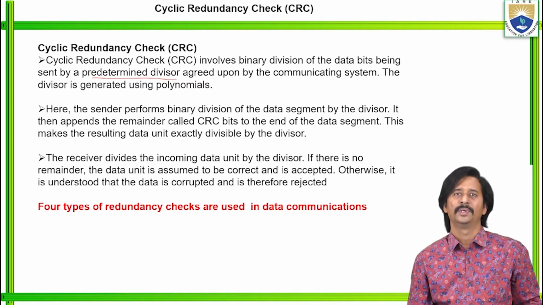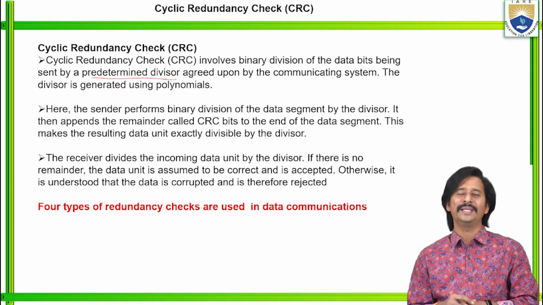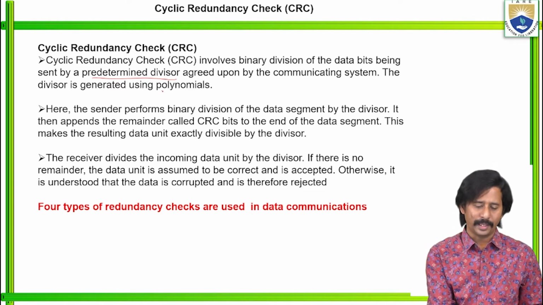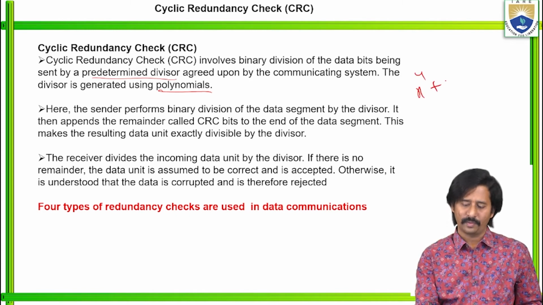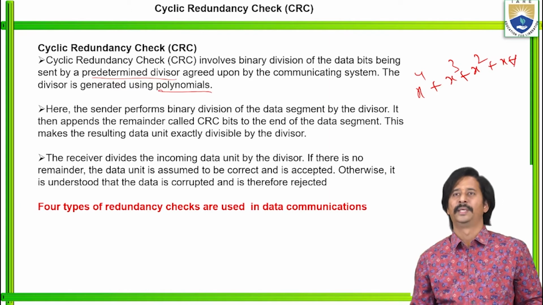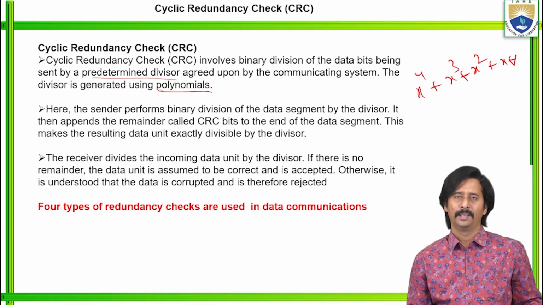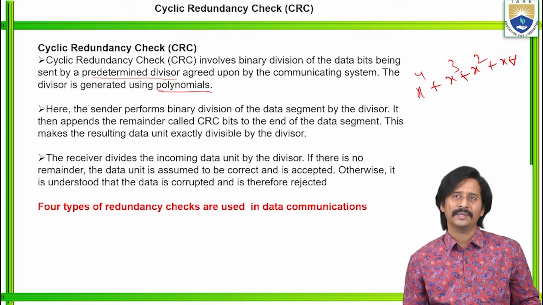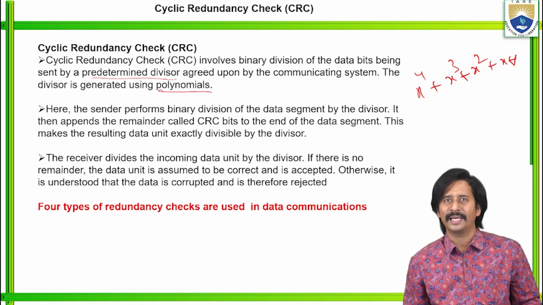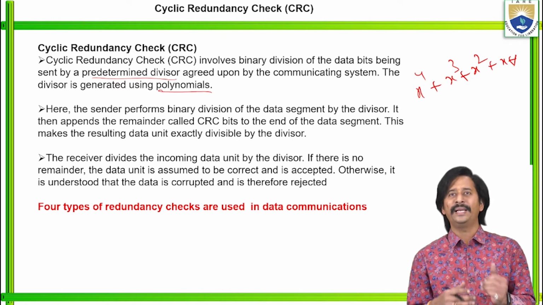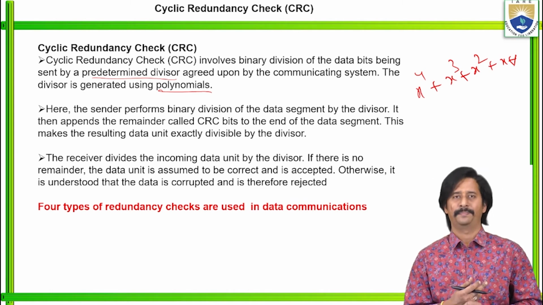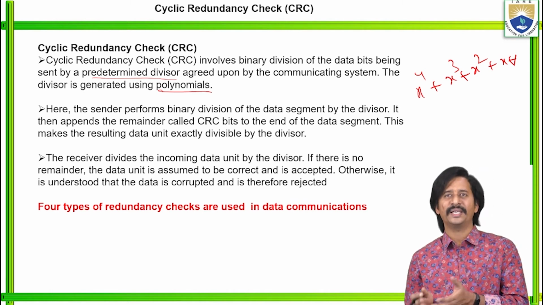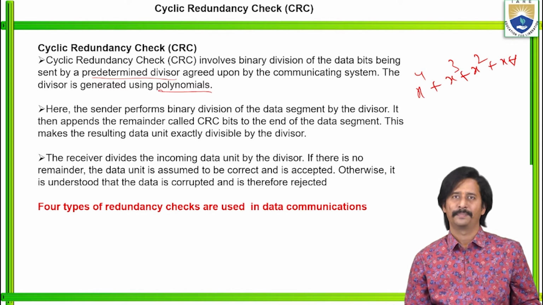So here the divisor is generated using polynomials, right? X power 4 plus x plus 1, something like that. So cyclic redundancy check involves binary division of the data bits being sent by a predetermined divisor agreed upon by the communicating system. The divisor is generated using polynomials.